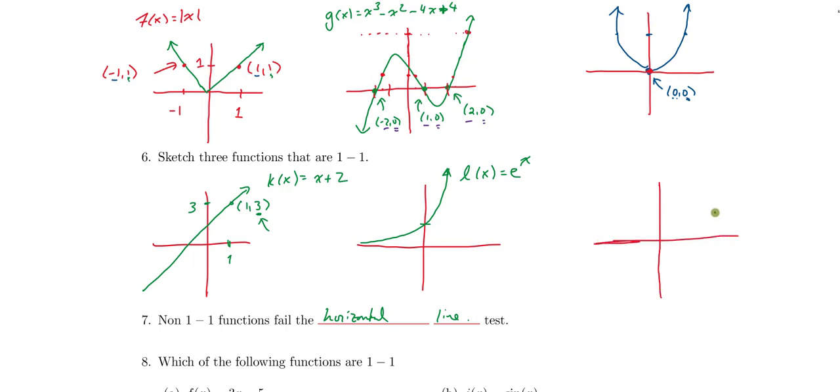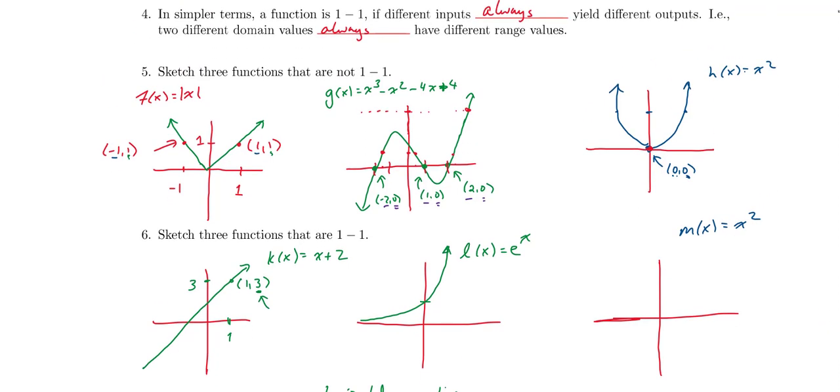Okay. So I want to do one more, and this one's kind of an important example here. This is going to be the function m of x is equal to x squared. And you should be saying, hey, wait a minute, Charles. In the previous example, you just said the function x squared is not a one-to-one function. And that's true. That's 100% true.